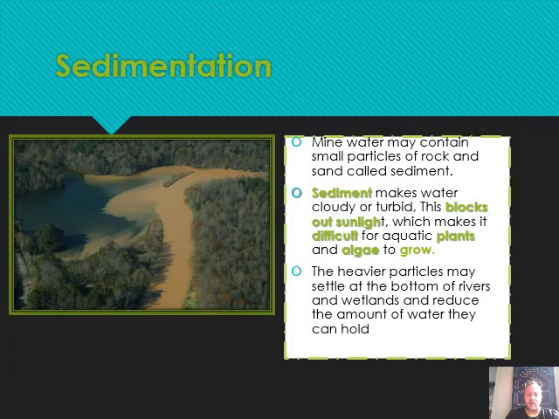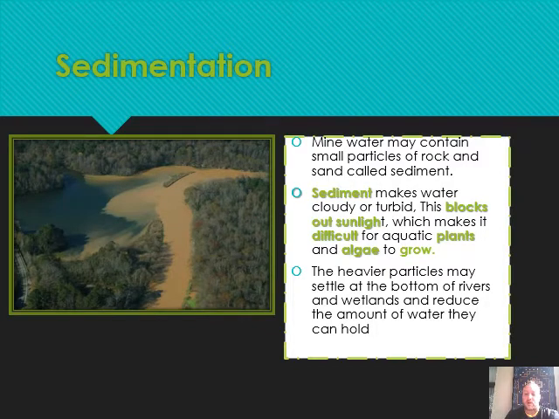All right, so let's talk about sedimentation. Mine water may contain small particles of rock and sand called sediment. Okay, so there's a definition for sediment. Sediment makes water cloudy or turbid. Remember we spoke about that in the aesthetic properties of water. This blocks out sunlight, which makes it difficult for aquatic plants and algae to grow. So this sounds very much like eutrophication, except just with very fine sand particles.